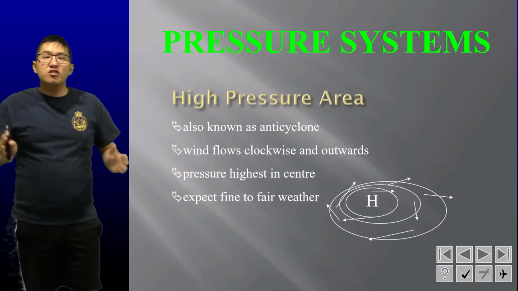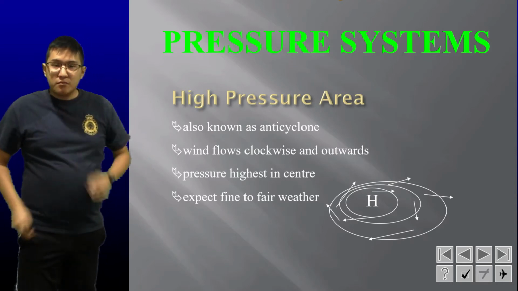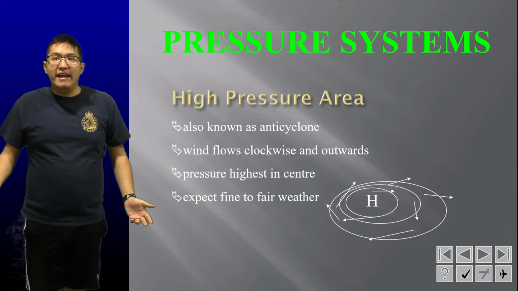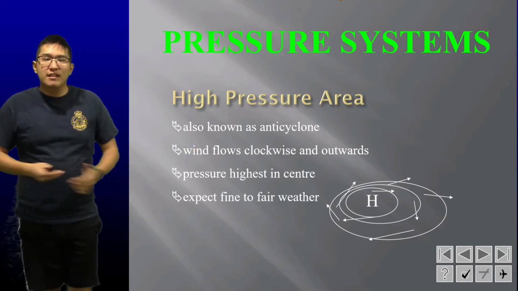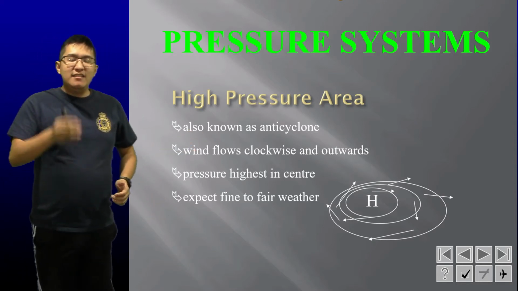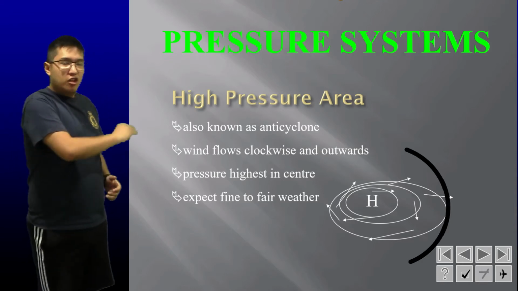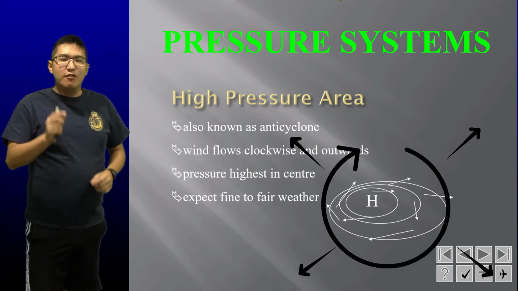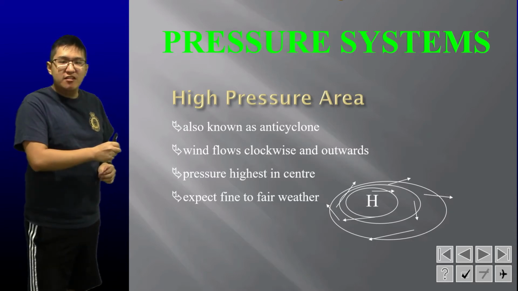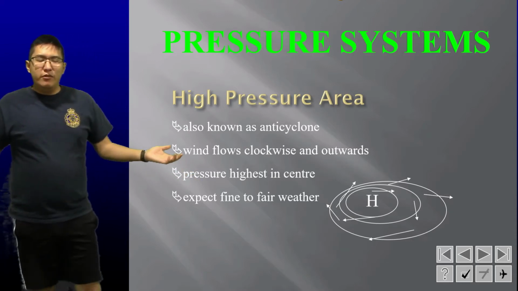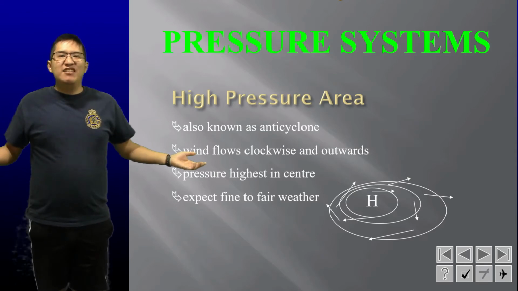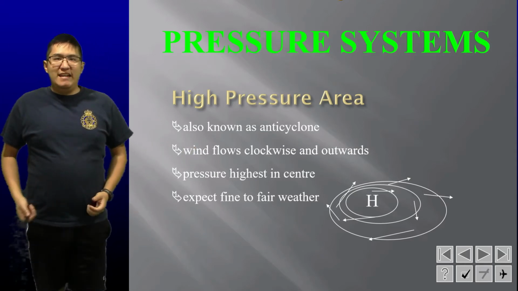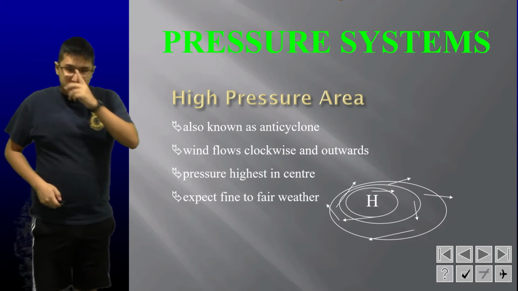Alright, next we move on to the high pressure area. A high pressure area is also called an anticyclone. In this case, the wind actually flows clockwise and outwards. And we have the highest pressure in the center, and this is usually the one where you can expect nicer weather. So if you have a nice blue sky, sunny day, chances are it is a high pressure system.